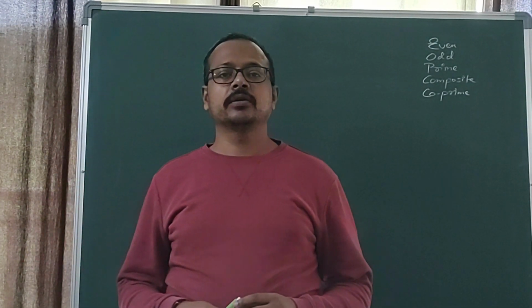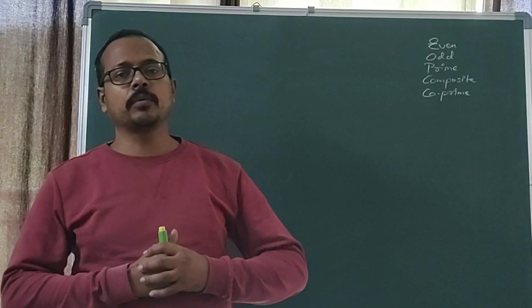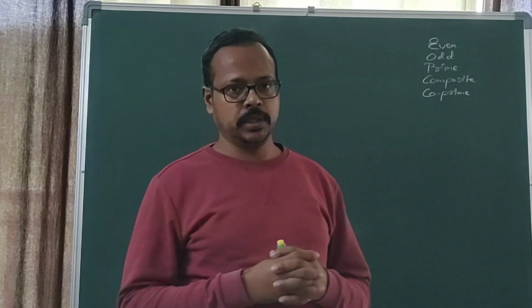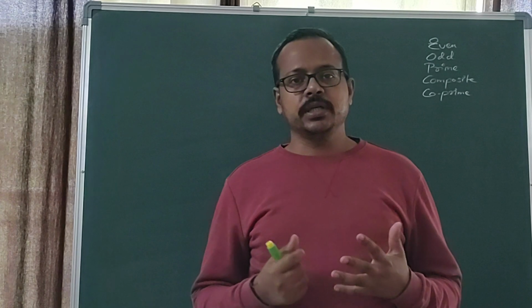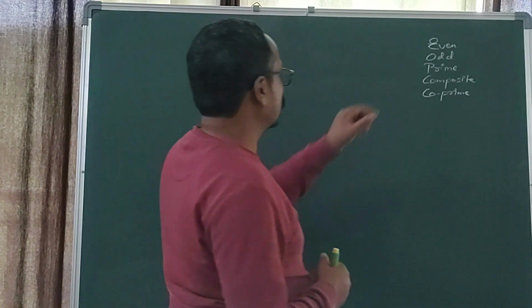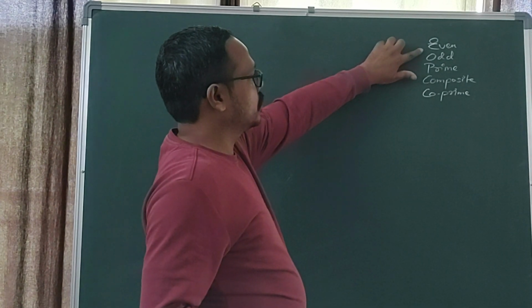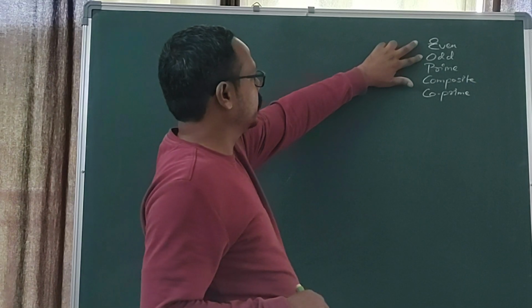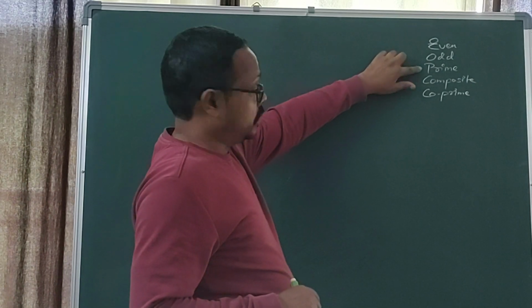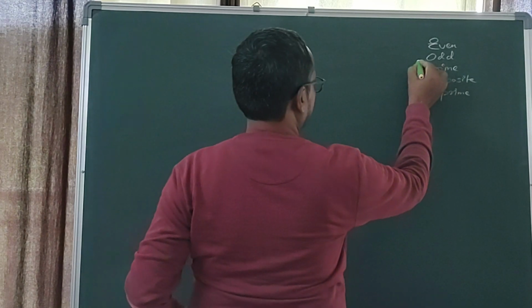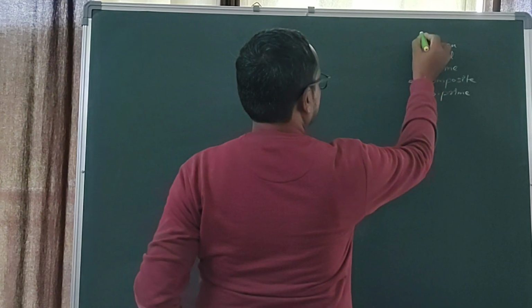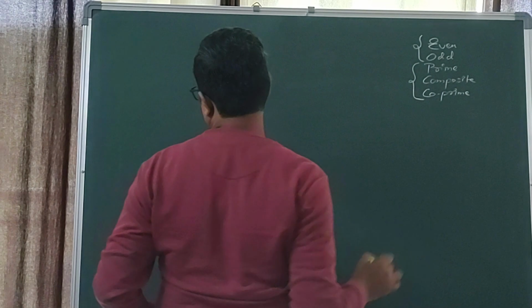Yeah, hi guys. So in this video we are going to talk about different types of numbers. So what are those types of numbers which we are going to discuss? I have listed them down here. First we will talk about even numbers and odd numbers, in short, not in detail. And then prime numbers, composite numbers and co-prime numbers. These three areas we will discuss in detail, and this we will discuss in short.